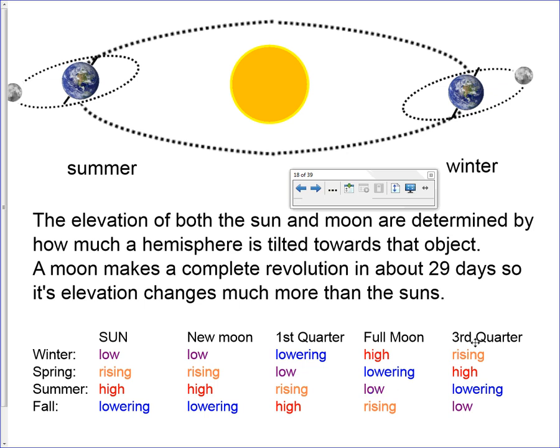And then a third quarter is kind of getting back, it's changing that thing back to a new moon where it's high in the spring but low in the fall. And you can see this nice kind of diagonal pattern that's occurring. We're low, low, low, low, low, rising, rising, rising. And it's a nice little summary that pulls out what the moon's elevation does throughout the year.